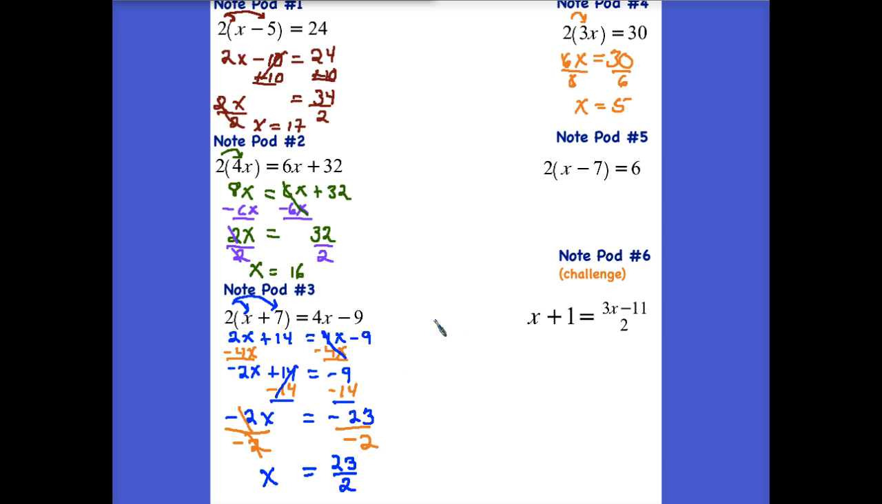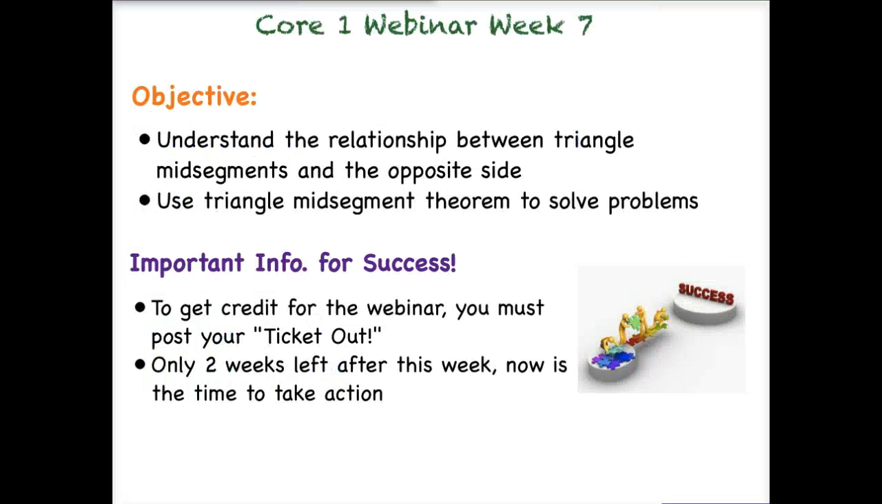Okay, good. Well, you guys, the purpose of this warm-up is to help you in your next lesson. If you notice, geometry always uses algebra in order to find the solution. So what we're going to do today is understand the relationship between triangle midsegments and the opposite side. And understanding that relationship means we're going to do some calculations very similar to the ones you did in your warm-up. And those will be based on this triangle midsegment theorem. So we'll use that to solve problems. So you need to be good at solving those types of equations, okay?